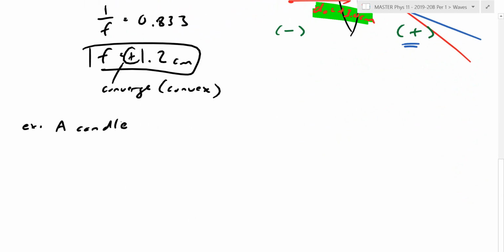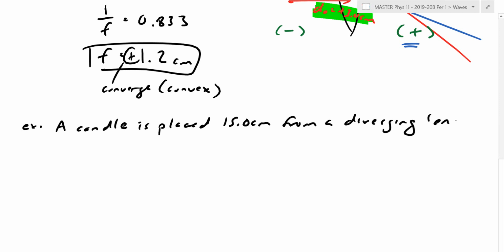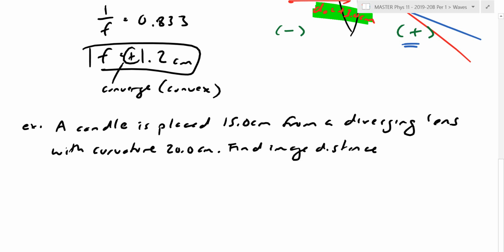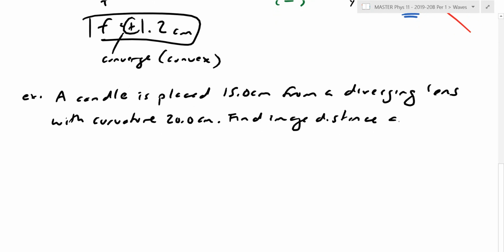Let's go back to that candle. A candle is placed 15 centimeters from a diverging lens. So it's getting you to think about what shape that is. And that diverging lens has a curvature. We'll assume that the curvature is the same on both sides of the lens, with a curvature of 20.0. I want you to find the image distance, so find out where that image shows up. Is it positive or negative? Is it real or virtual? And the magnification. Let's throw in hi over ho, di over do.